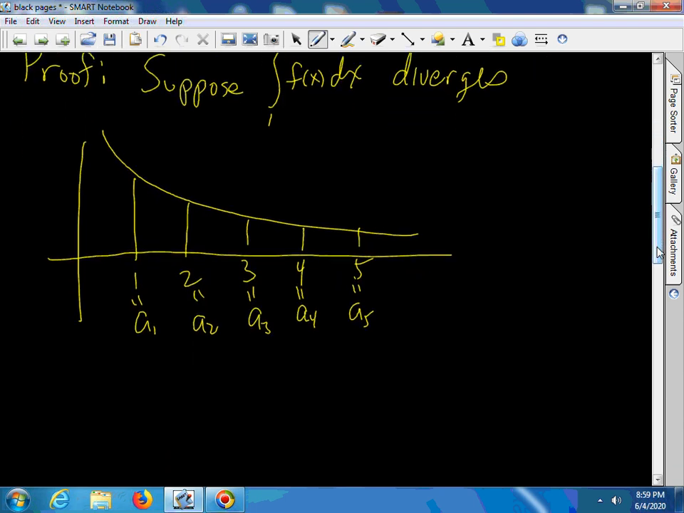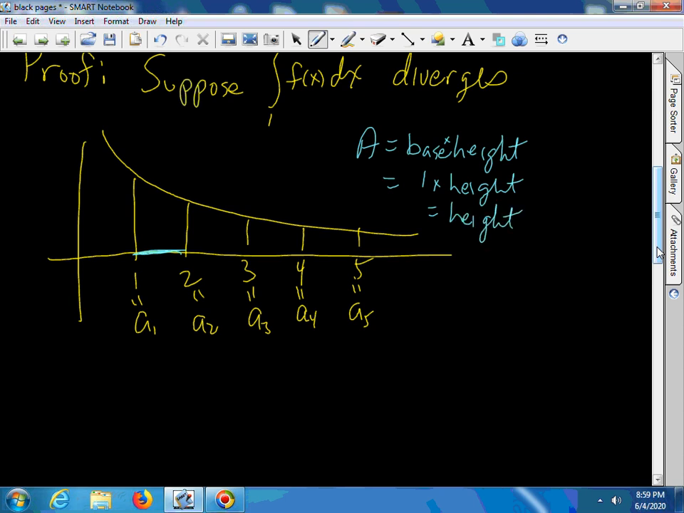Now, let us look at this area. So now each base is 1. So for every rectangle, the area is the base times the height. But if the base is 1 and you multiply it by the height, you just get the height. The area of each rectangle is just the height. Now, since this integral diverges, that is, the area under the curve to the right of that line is infinite. It just is infinite. It doesn't converge to 3 million square feet. It goes to an infinite number of square feet.